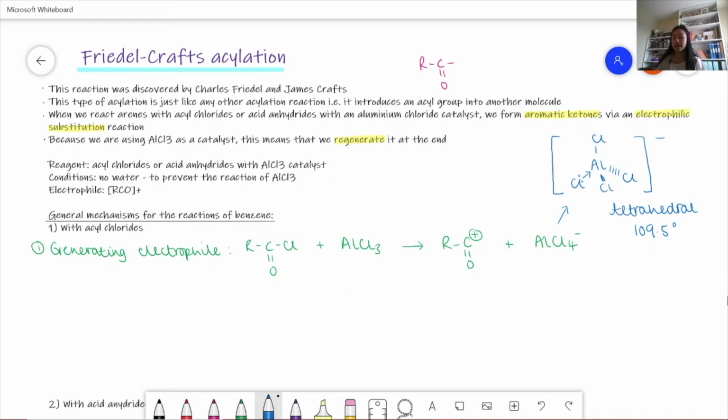So after we generate the electrophile, we then do the substitution reaction. So now we're substituting.